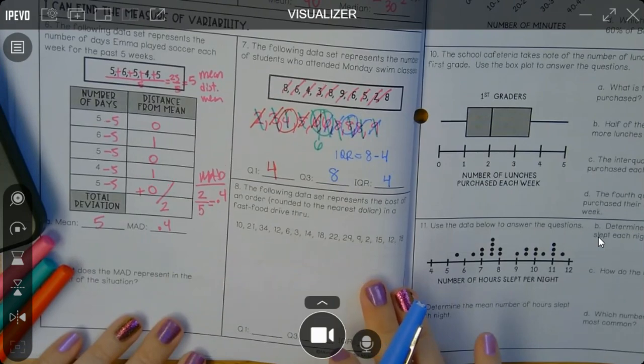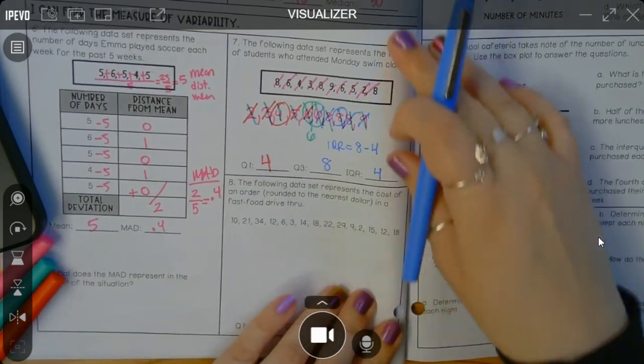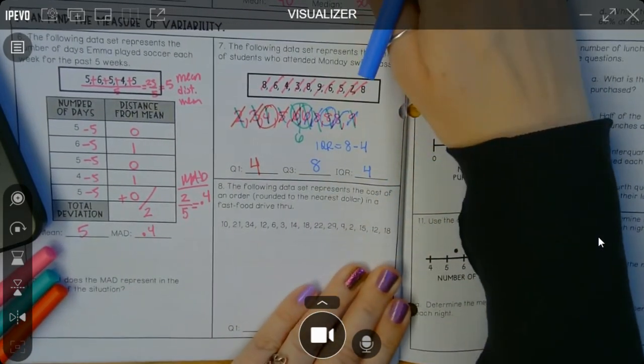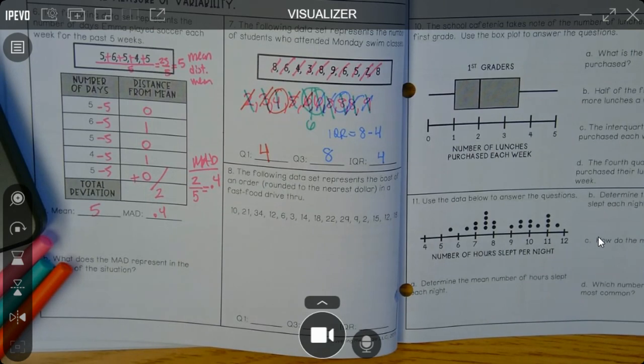Okay, same thing for this set. Okay, so they have all these dollar amounts rounded to the nearest dollar. Let's go ahead and find the IQR, or the interquartile range of this data set. Okay, so go ahead and put them in order from least to greatest and cross off to find the middle.